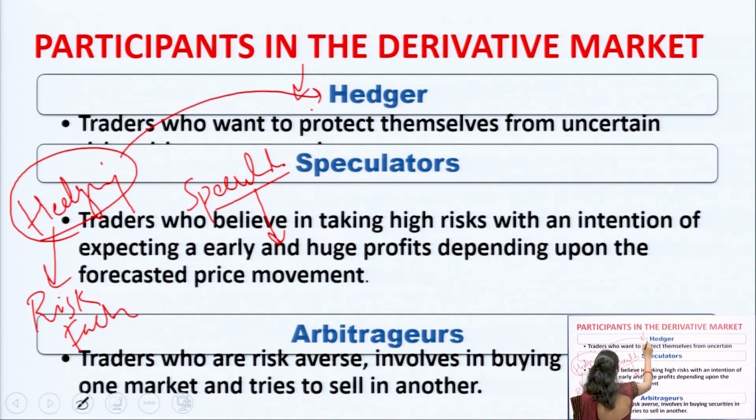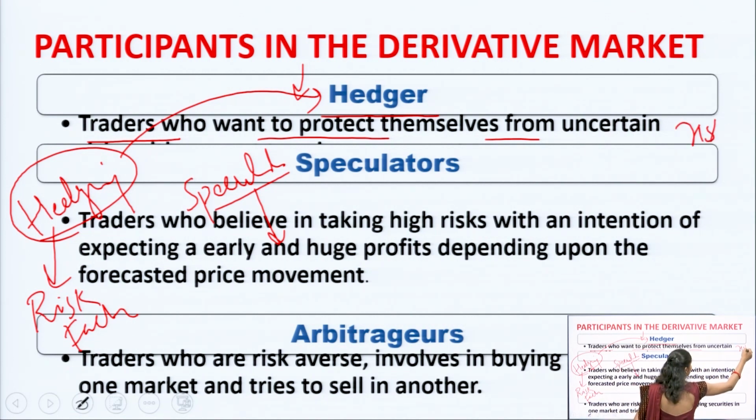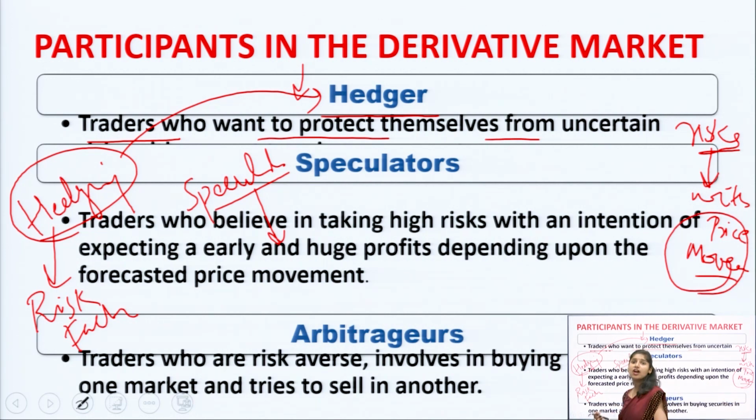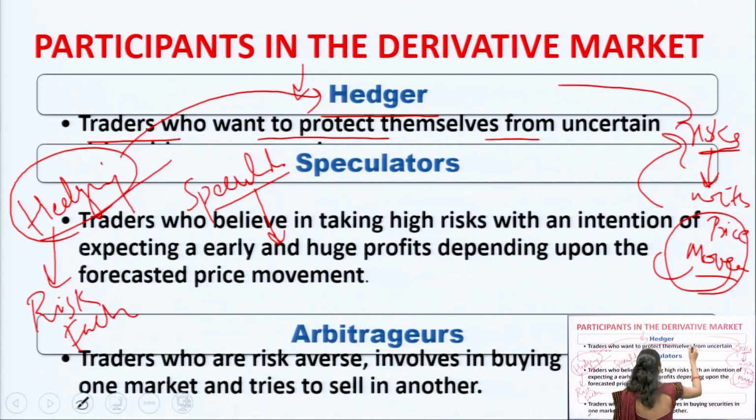So here comes the participant, the hedger. A hedger is a trader who wants to protect themselves from uncertain risks with respect to price movement. If fluctuation occurs in the trading market or stock market you have invested in, whatever the price movement, you are trying to control that risk factor. That's why the hedging concept was introduced, and the participant under that concept is the hedger.